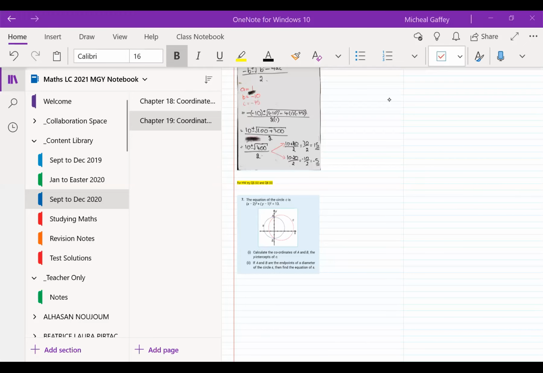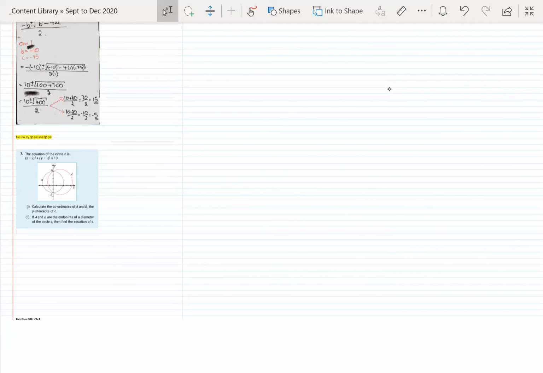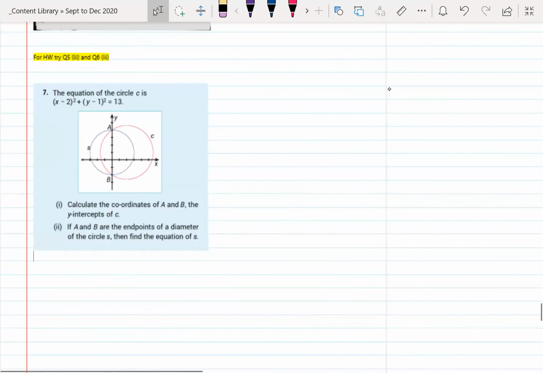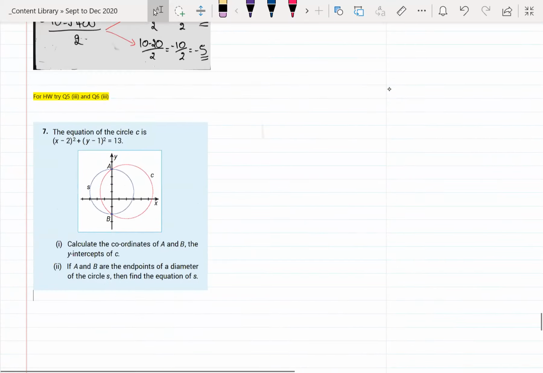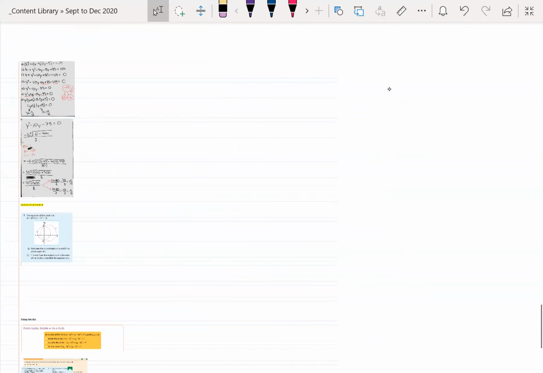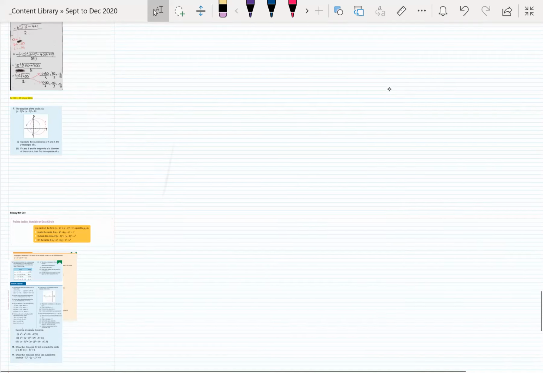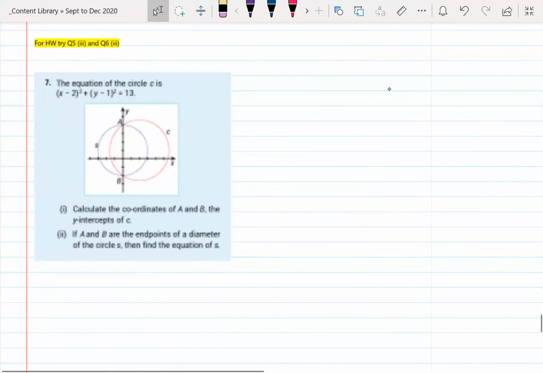Hi guys, I got a request just to have a look at this question 7 here. This is question 7 on page 585, okay, page 585. So let's have a quick look at this.